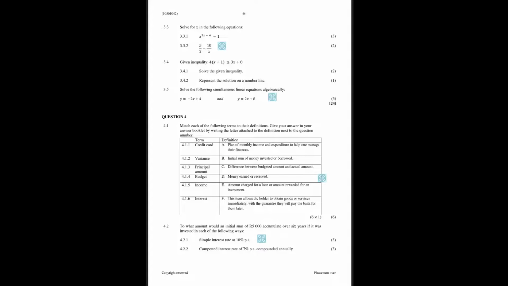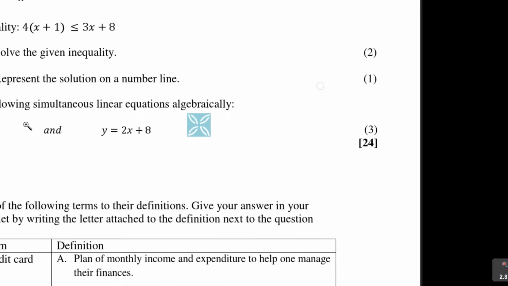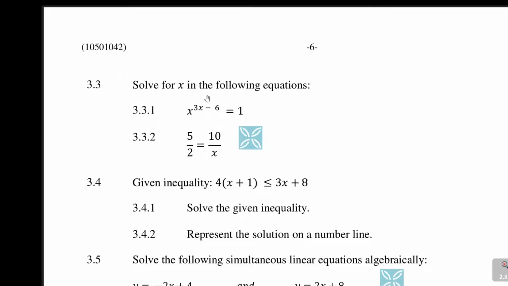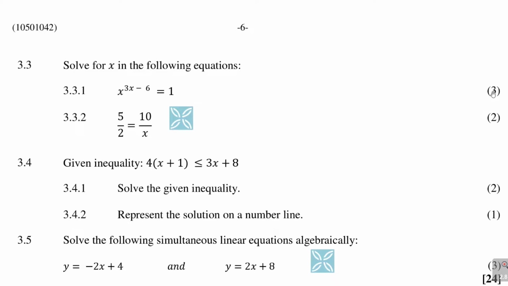Okay, there is 3.3. We still continue because this is 24 marks. Now it's equation. So for x in the following equations, 3 marks. Then you have this one. What are they saying here? They are saying x to the power of 3x minus 6 is equal to 1. You know, so that was clever of them, but you needed to be also clever like the examiner.